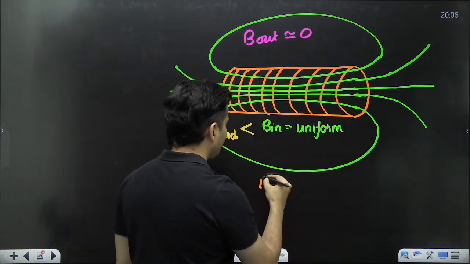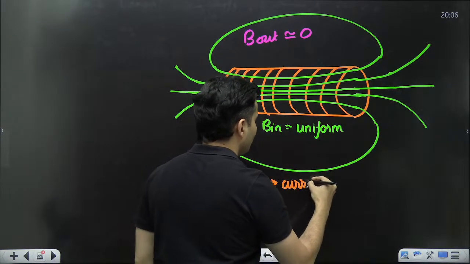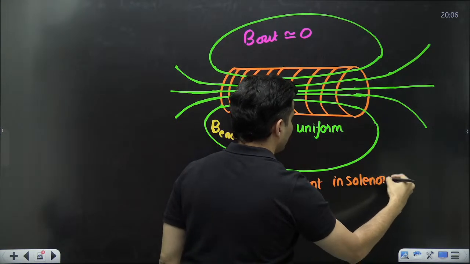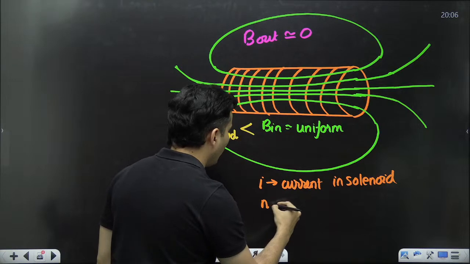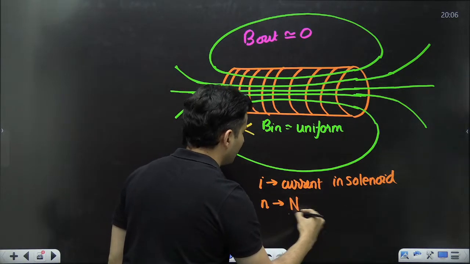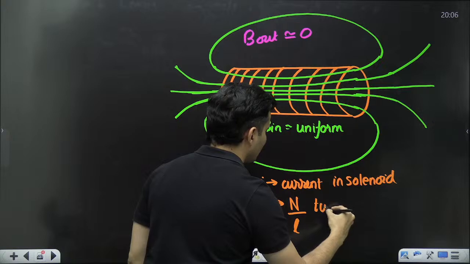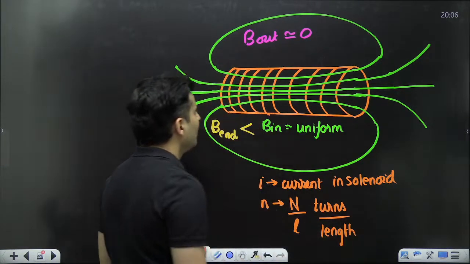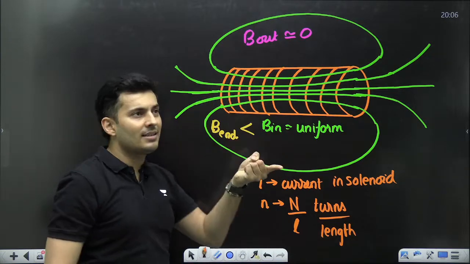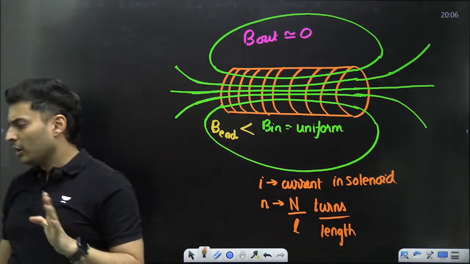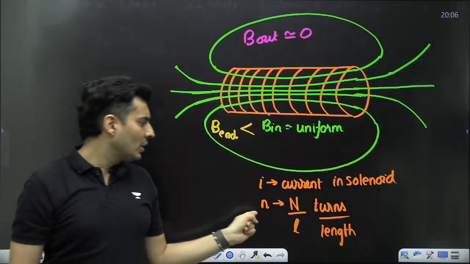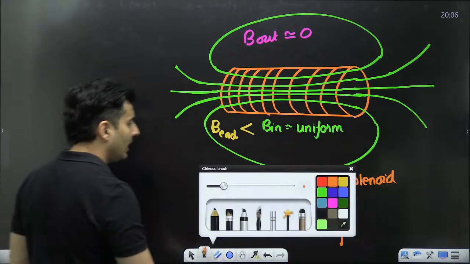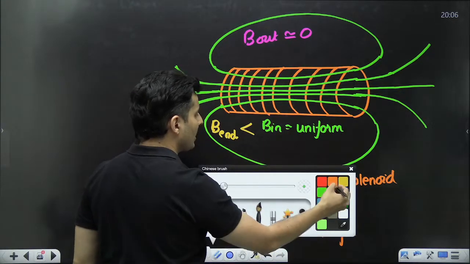Now, what are the parameters that are generally given to you? I is basically the current which is flowing in the solenoid. The next thing that will be given to you is small n, which is the number of turns per unit length. Meaning if you take 1 meter, how many windings are there? 300, 200, 100, 20, whatever that could be. That is the meaning of small n. That's the number of turns per unit length. Keep this in mind. Then outside, I know it is 0.